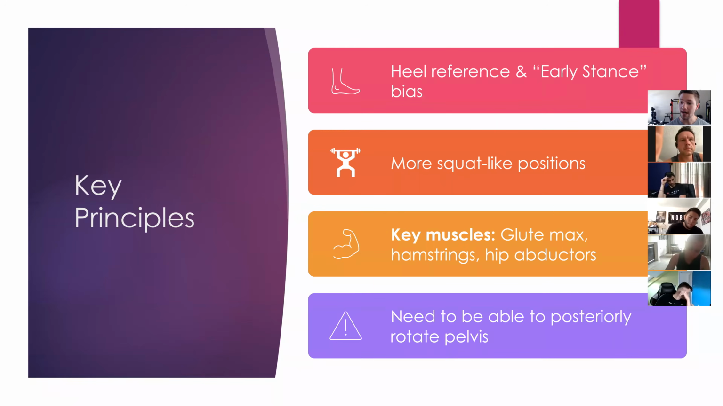So in order to restore external rotation, we want to have more heel reference and early stance bias. So we're looking for that negative tibial angle, at least to begin the exercise. More squat-like positions, because squats naturally bias more external rotation. And the key muscles we want to be aware of are the glute max, hamstrings, hip abductors. But like I mentioned, we need to be able to first posteriorly rotate this pelvis. If we can't do that, we're not going to have a whole lot of success being able to control these staggered stance positions if we don't have our orientation under control first.